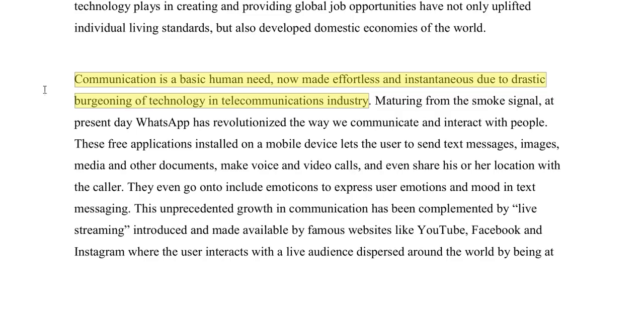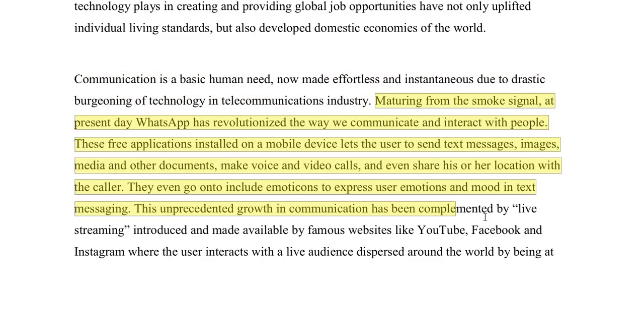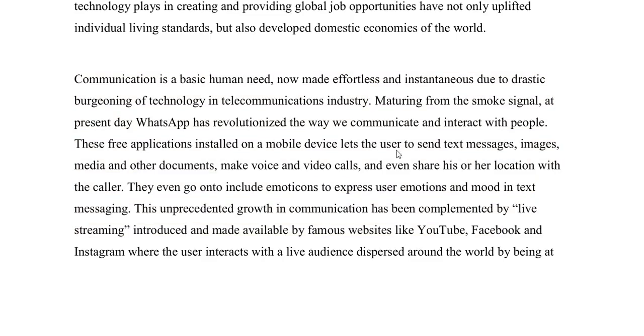Communication is a basic human need, now made effortless and instantaneous due to the drastic burgeoning of technology in the telecommunications industry. What this simply says is, due to the improvement of the telecommunications industry, the basic human need of communication can be met effortlessly. In simple words, he is saying the impact of technology on communication. This is the end of the topic sentence. Now he is going to talk about the supporting details.